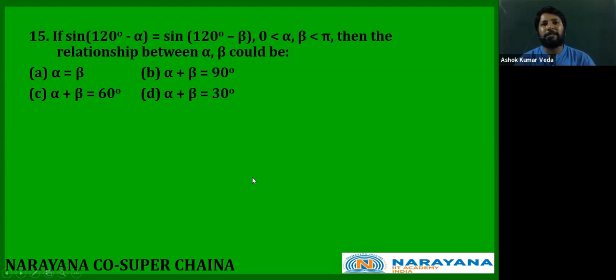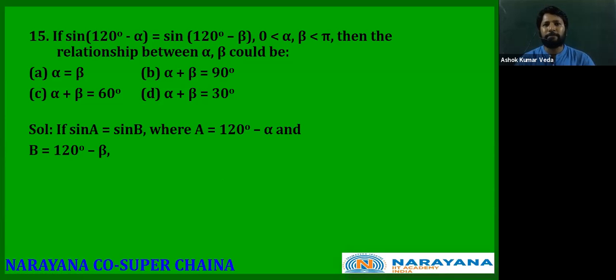If sine of (120 degrees minus alpha) is equal to sine of (120 degrees minus beta), where alpha and beta lie between 0 and pi, then the relationship between alpha and beta could be what? Whenever you see a question that says "could be", you should know that maybe more than one answer is correct. Now, JEE Main does not give you more than one correct answer type questions, but JEE Advanced does. So don't worry, you will get enough practice to deal with such questions.